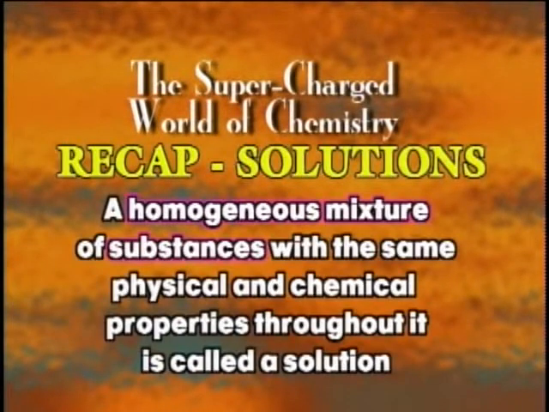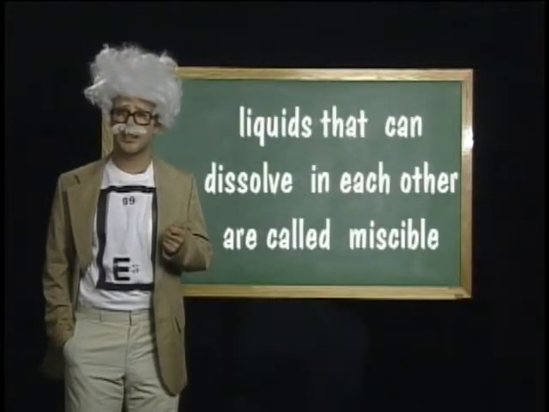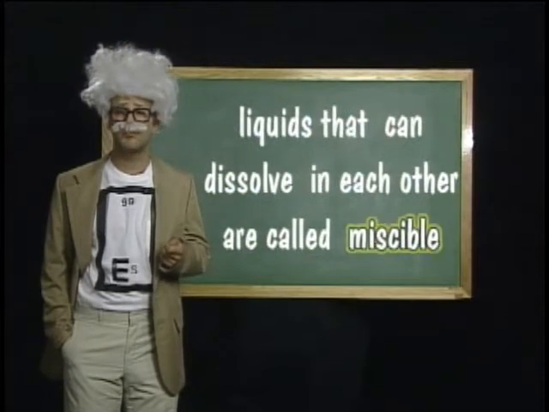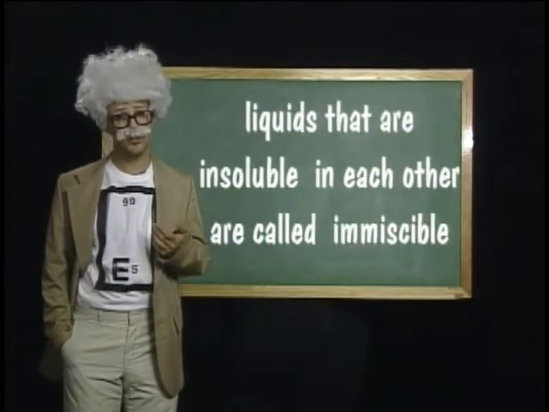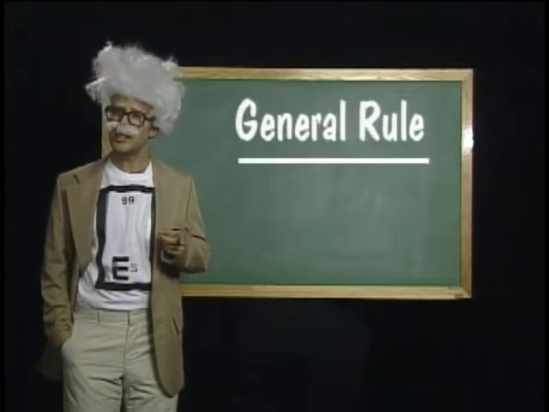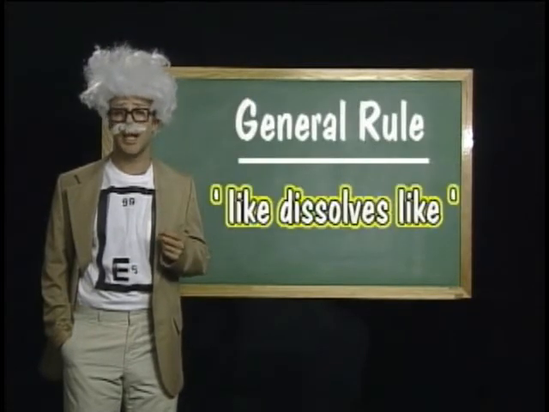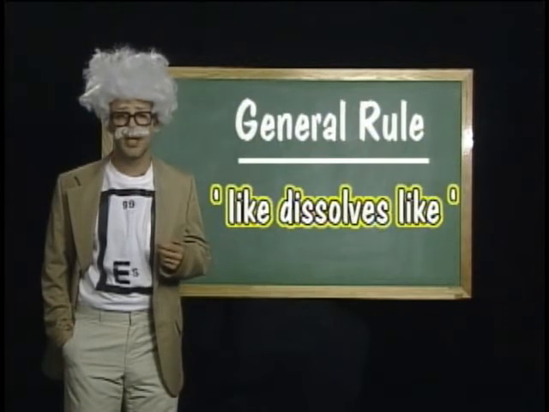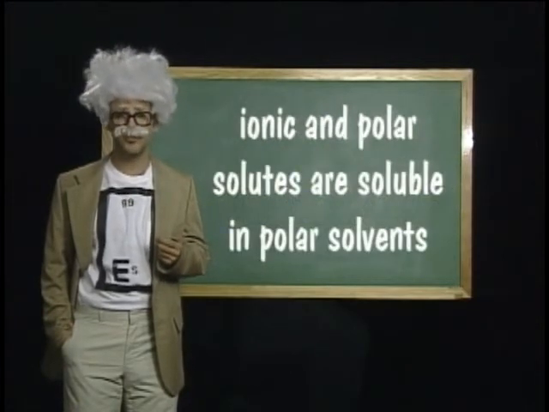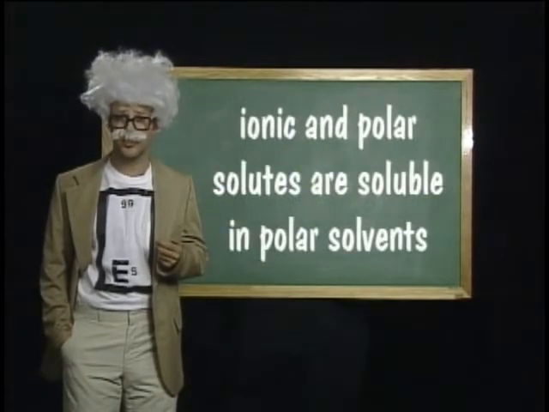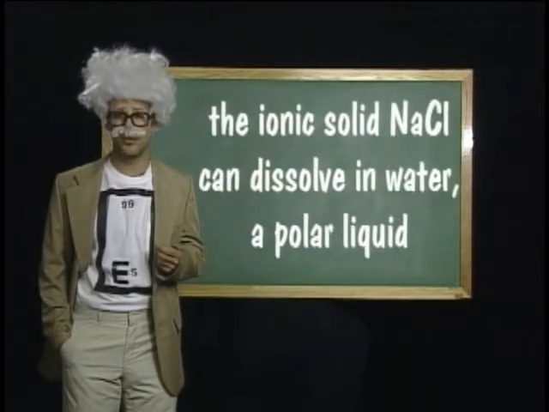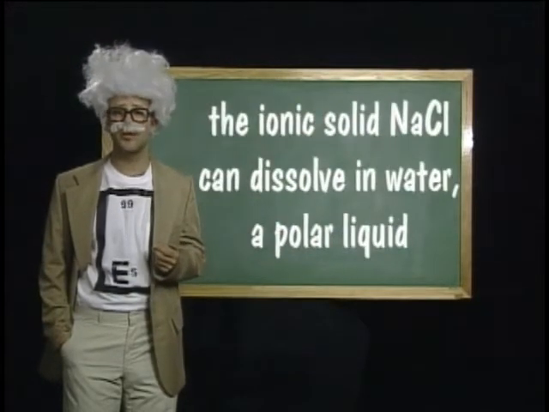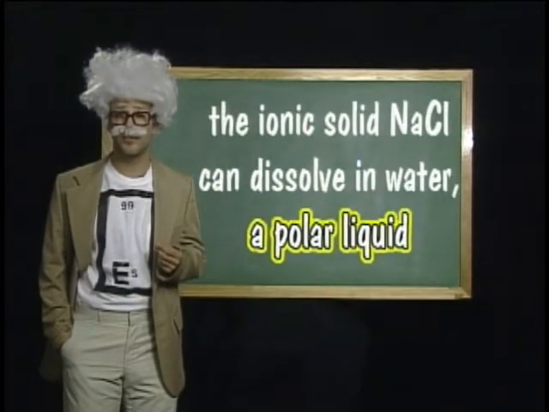A homogeneous mixture of substances with the same physical properties is a solution. Liquids that can dissolve in each other are called miscible. Liquids that are insoluble in each other are called immiscible. The general rule for solutions is like dissolves like. Ionic and polar solutes are soluble in polar solvents. For instance, the ionic solid NaCl, or table salt, can dissolve in water, a polar liquid.